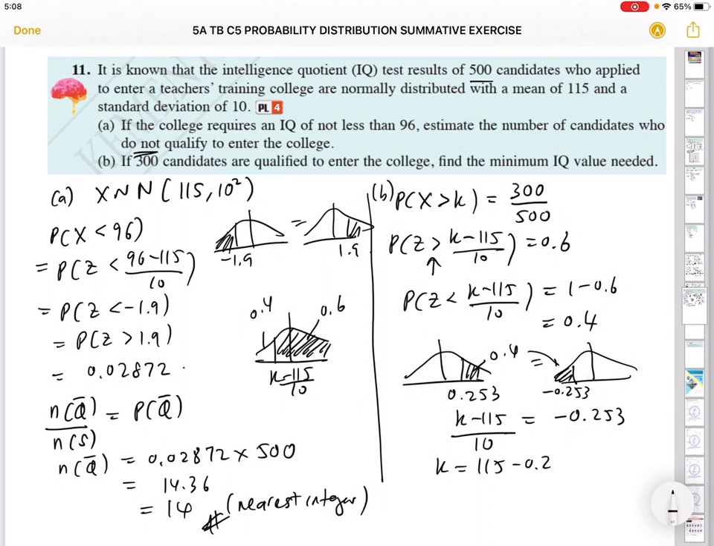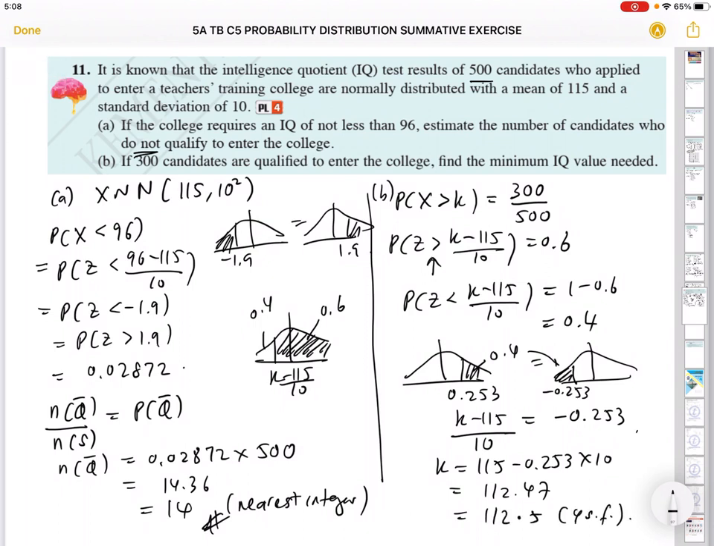I think the text will give us 47, but for me, I always give my answer correct to 4 significant figures. So if you give more, it's not an issue. So I just use 112.5. Okay, all right, let's look at number 12.